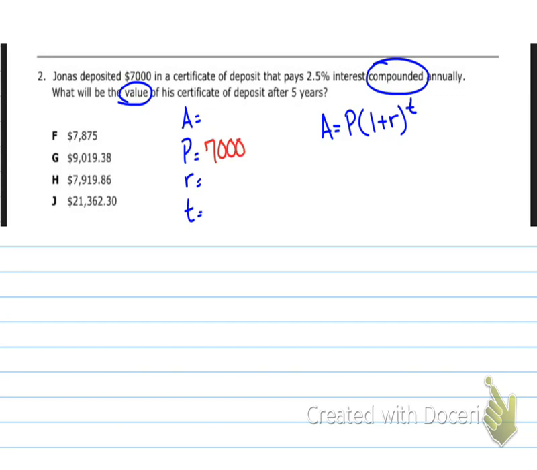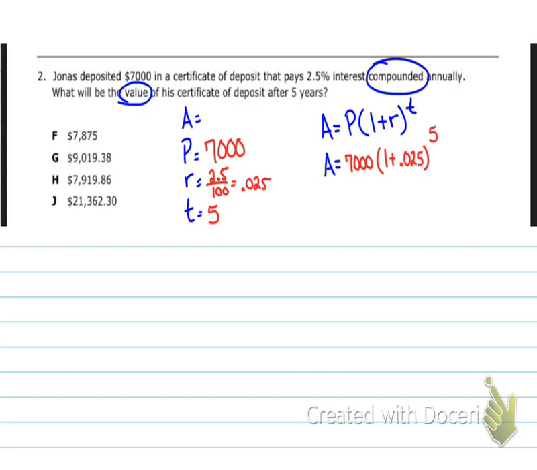Okay, R is the percent, and it's always going to be por cien, so you want to divide that by 100. So it ends up becoming 0.025. And T is the time. And if you read on, it says this is going to happen for 5 years.